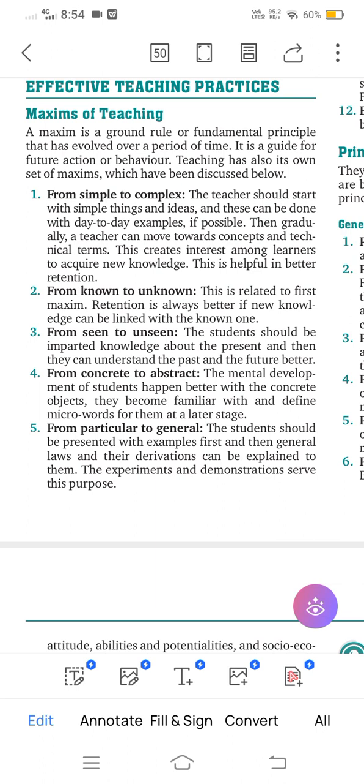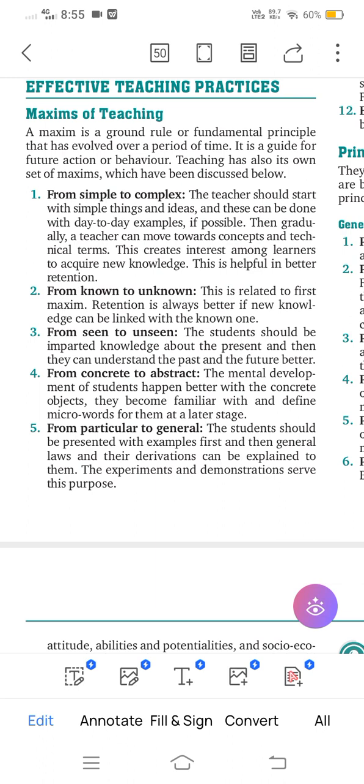This is helpful in better retention. Then, from known to unknown, this is related to the first maxim. Retention is always better if new information can be linked with the known one. From seen to unseen, the students should be imparted knowledge about the present, and then they can understand the past and the future better. From concrete to abstract, the mental development of students happens better with concrete objects. They become familiar with and define micro worlds for them at a later stage.